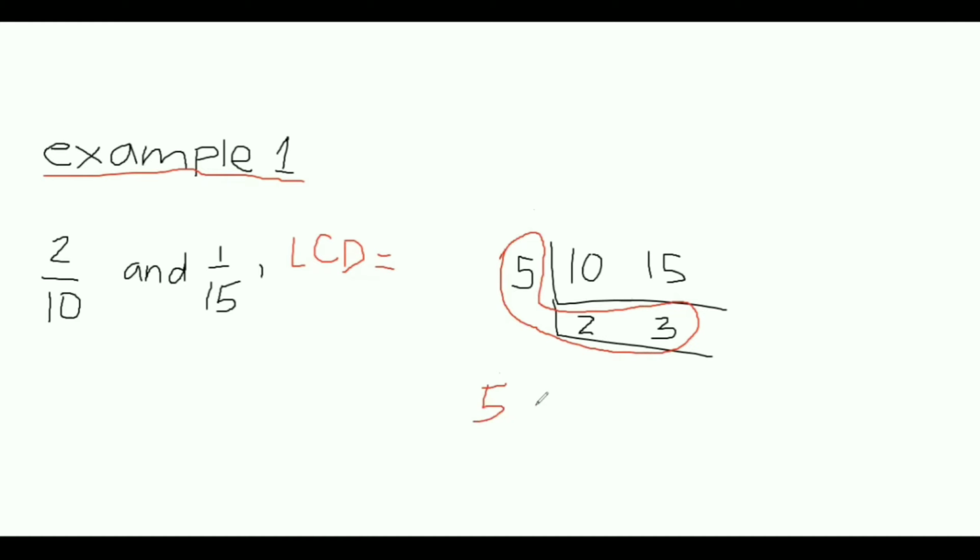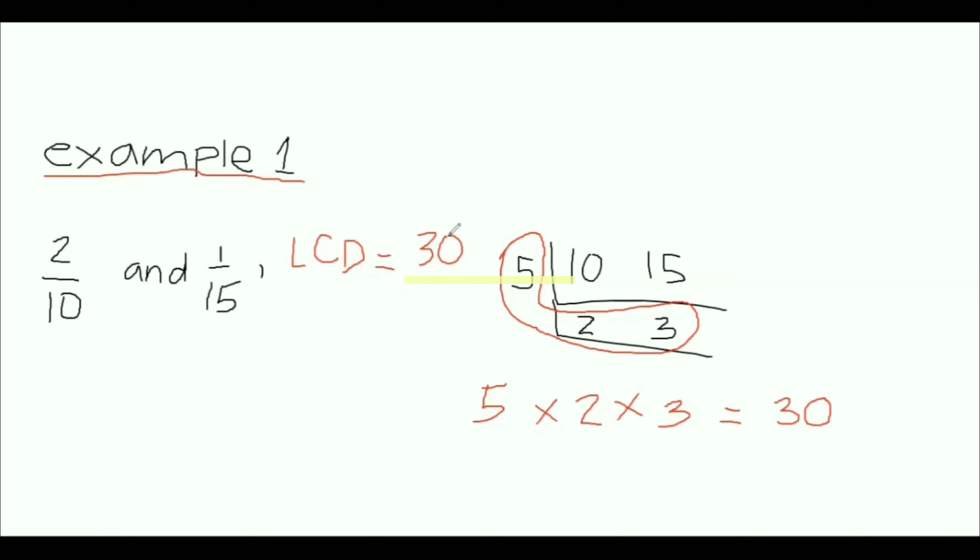So, 5 times 2 times 3 equals. So, 5 times 2 is 10. 10 times 3 is 30. So, therefore, the LCD of 2/10 and 1/15 is 30. So, ganun lang kasimple yung continuous division sa paghanap ng LCD.